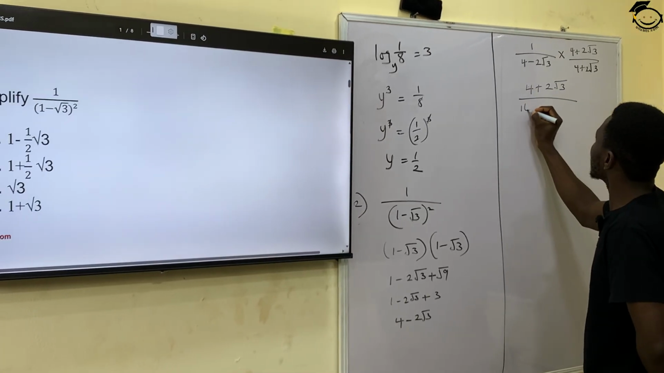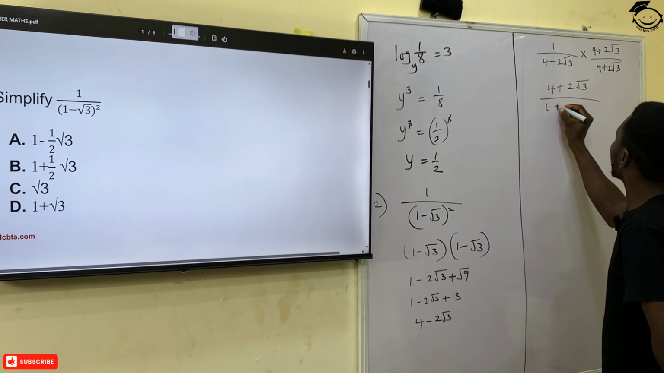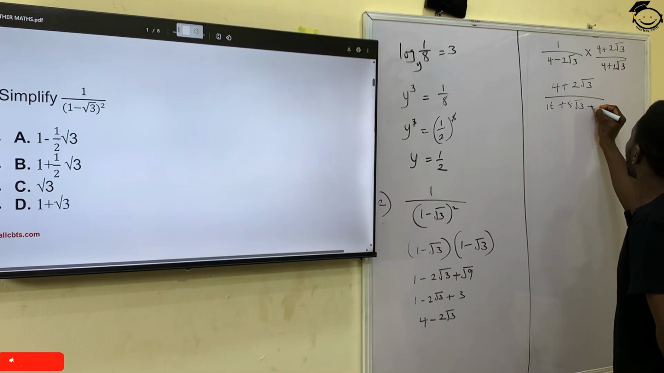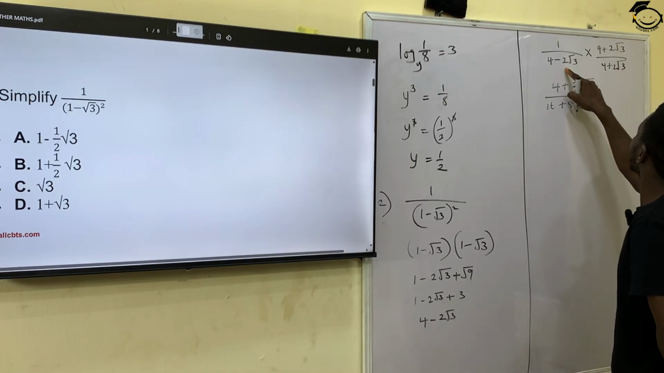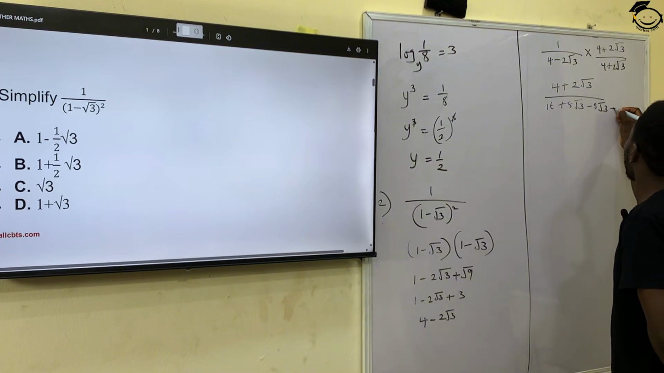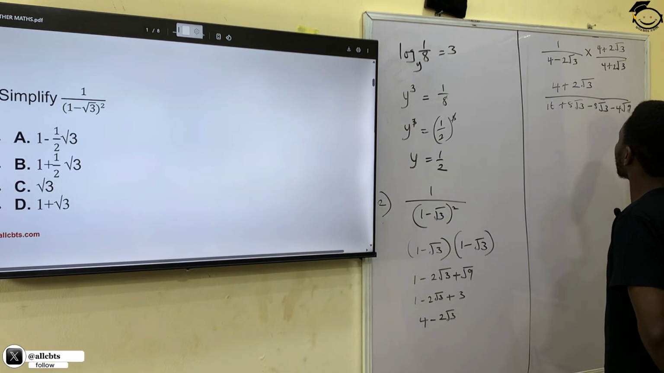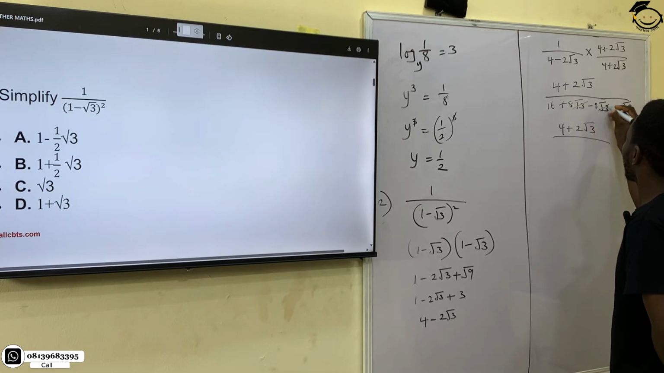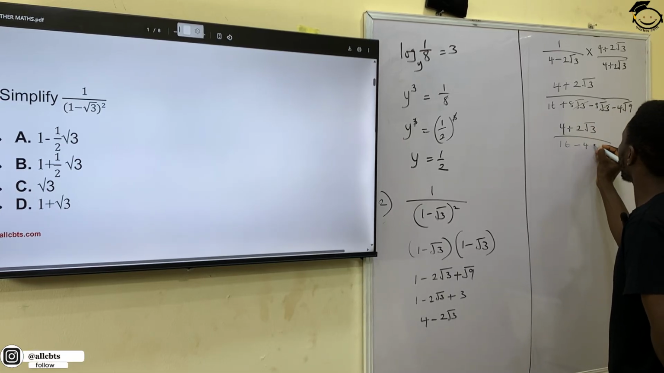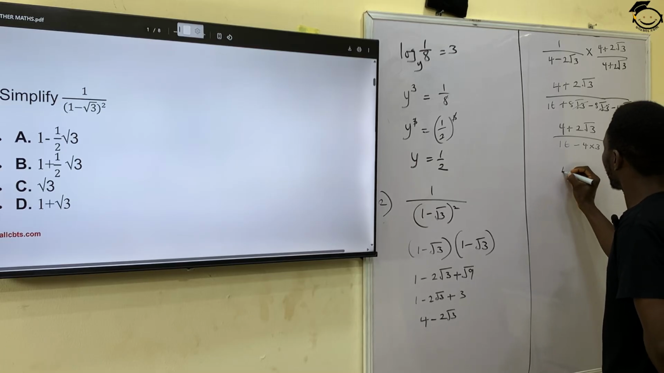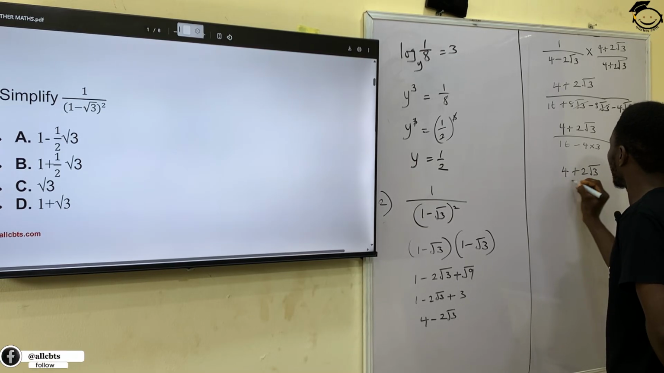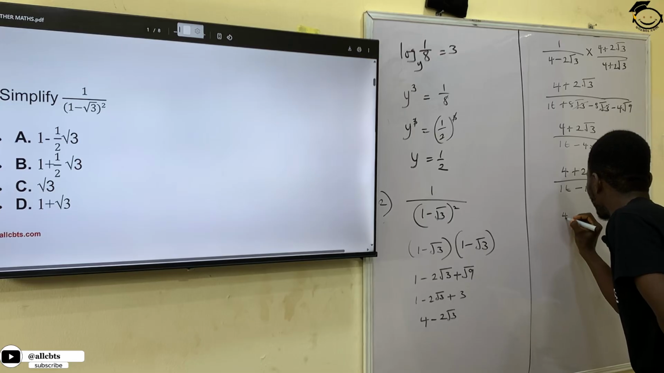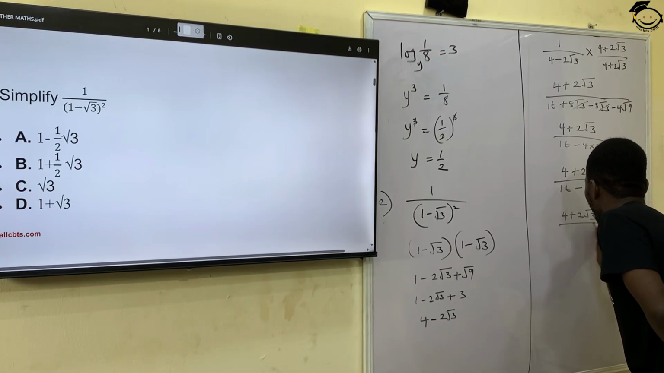4 times 4 will give me 16. 4 times 2 root 3 will give me plus 8 root 3. 2 root 3 times 4 will give me minus 8 root 3. Minus 2 root 3 times plus 2 root 3 will give me minus 4 root 9. So I will have 4 plus 2 root 3 over, these two will cancel out themselves, 16 minus 4 times 3. So that will give me 4 plus 2 root 3 over 16 minus 12. And that will give me 4 plus 2 root 3 over 4.